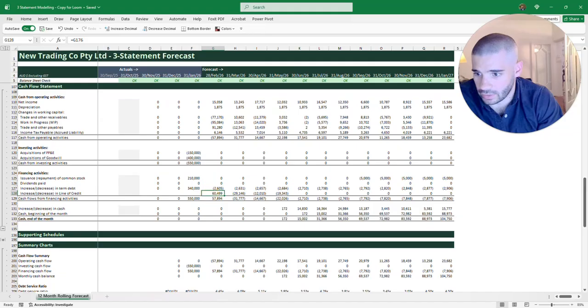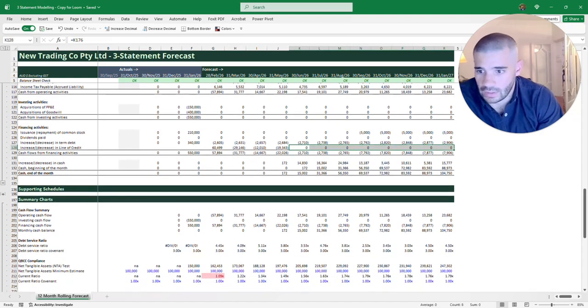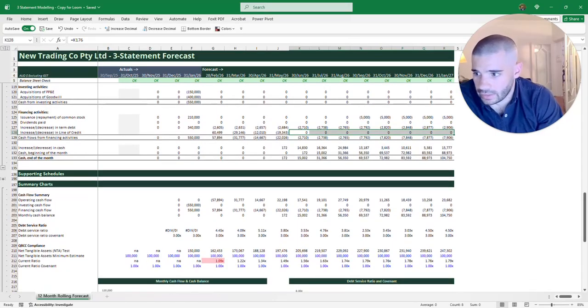And then same with that line of credit, we're going to borrow 60 grand on the line of credit because we don't have any cash in the first month. And then we slowly pay it back as our cash flow improves, and then it zeroes out because we're not using it anymore. And that'll all boil down to a net increase or decrease in our cash balance.